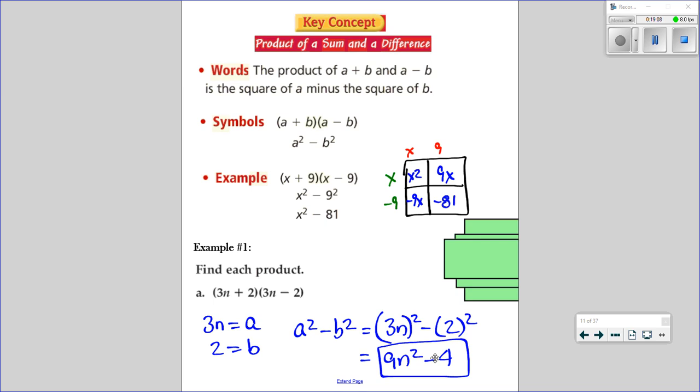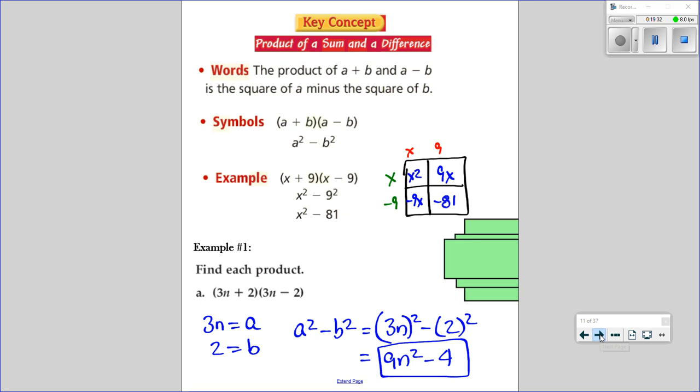Rather than doing FOIL or the box method, if you know that formula, let's put it this way, if you're good at memorizing formulas, then memorize it, and it will be easy for you to get the answer when you are dealing with a product of a sum and difference. If not, then you will have to use the box method, and you still come up with your answer. All right, next one.